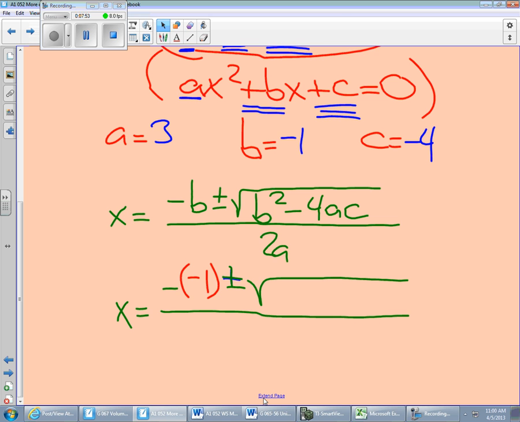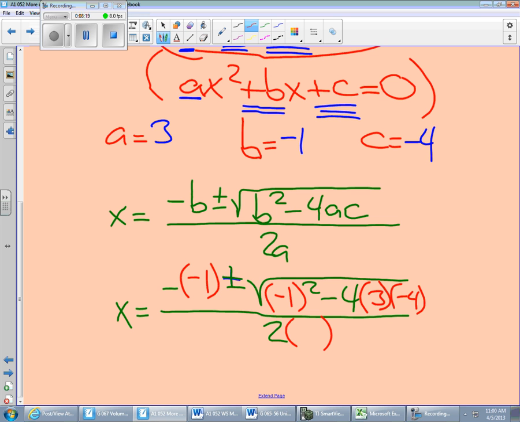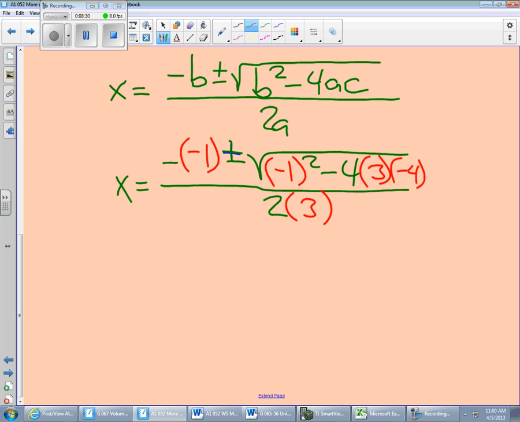The formula asks for b again, negative 1. The formula tells us to square that and then subtract away from that. 4 is built into the formula. What's a? 3. And c is negative 4. That's really why I like you to write down what A, B, and C equal, because it turns this part of the problem into nothing but a connect-the-dots puzzle, where all we have to do is plug in the numbers we've already written down. There shouldn't be any real mistakes plugging into the formula.